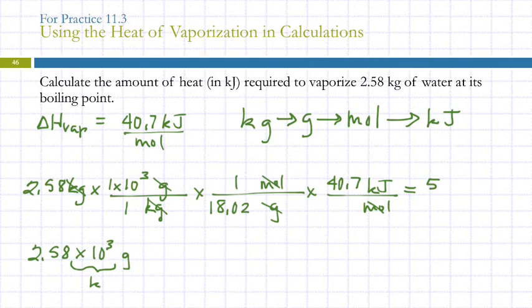So calculator says 5827.19 kilojoules. There's some other digits too. How many sig figs? 3. Our mass had 3, and our heat of vaporization has 3. So you could round this to 5830.